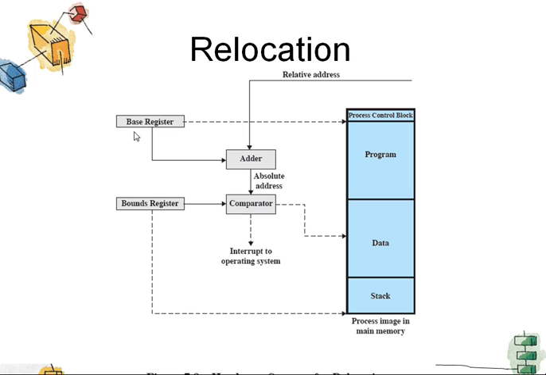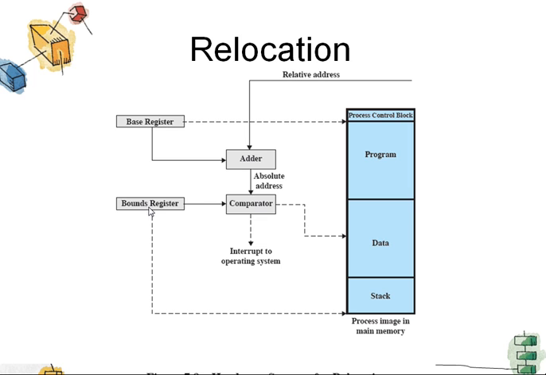Now here we have a base register. Look at this, how a relative address is formed. A relative address is formed with the help of an adder. A base register is added here. The content of the base register is added in the adder, which forms an absolute address to the memory location. So the base register is the starting point of your process, that means the process from where it begins in the memory, that's the starting location.